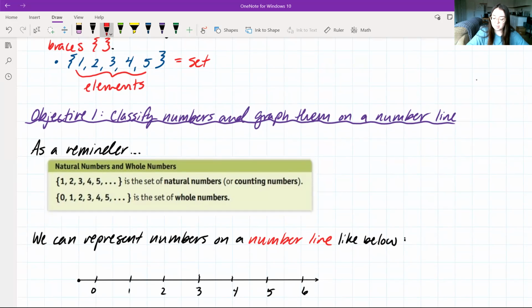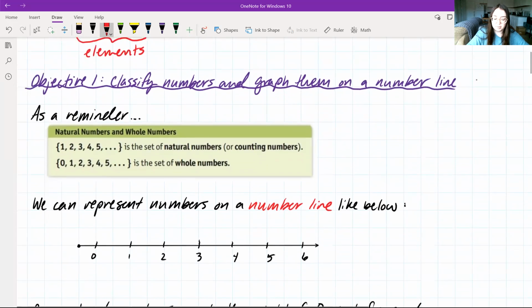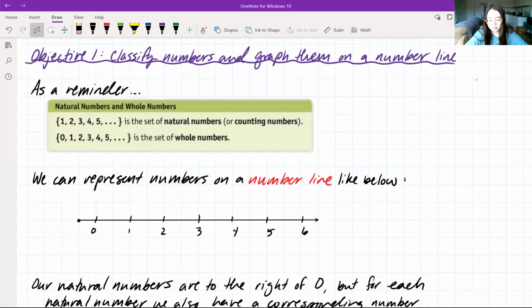So we can represent numbers on the number line like below. We have a number line here where we are beginning at this point. And our first number we identify on this line is going to be 0. So this is our first identifiable number.